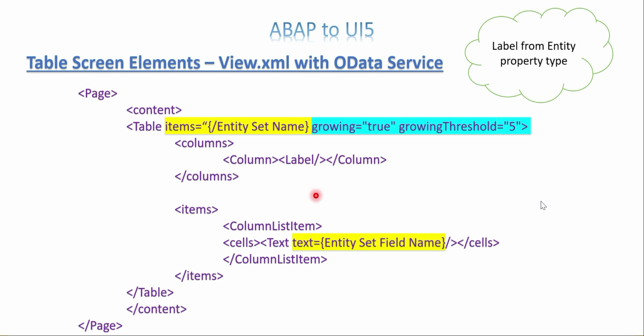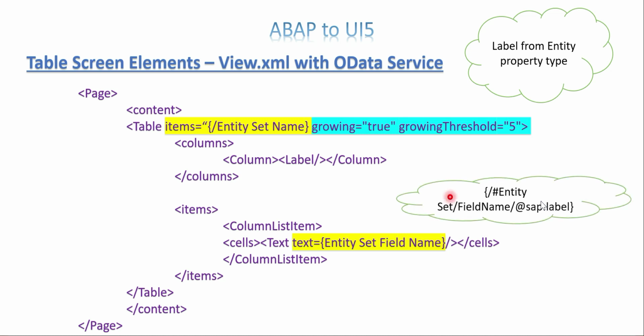It's very simple. I want to get the field label from my metadata. Yes, you are able to do it. For that, the syntax is slash hash, entity set name, then slash field name, whichever field name you prefer, and then you have to use at SAP label. Once you mention this in your label, for every label, automatically it's picked whatever is given in the SEJW property level. We're going to see that today as well.